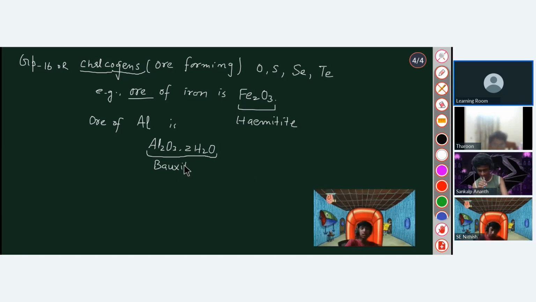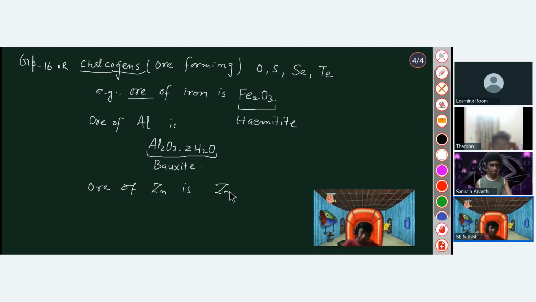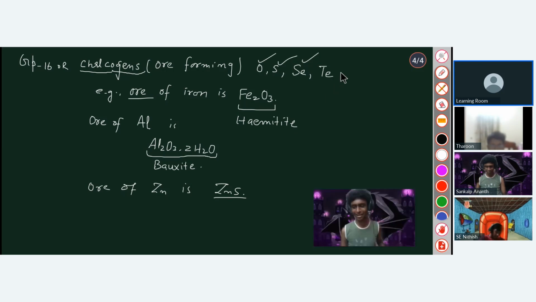This is known as bauxite. Bauxite is the ore of aluminum. Similarly, can you tell me what is the ore of zinc? Zinc, it is ZnO. ZnS, zinc sulfide. That's why sulfur also forms ores. That is why these elements are known as ore forming elements. They are known as chalcogens. So chalco means ore forming.